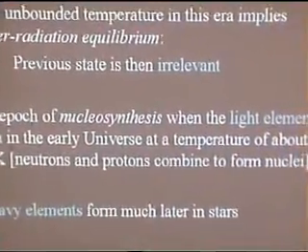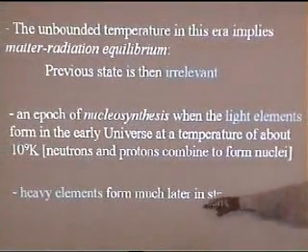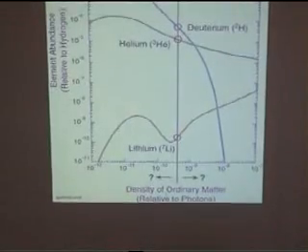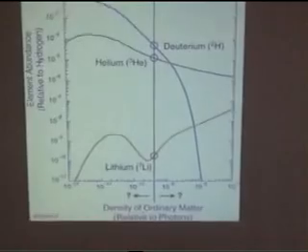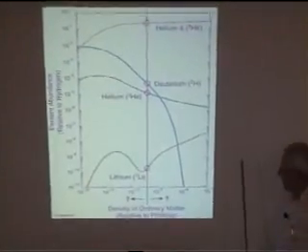Neutrons and protons combining to form light nuclei. The heavy elements cannot be created then. They must form much later in stars. So this is the famous diagram. You get out your calculators. You have to do some heavy calculations using known nuclear reaction rates.